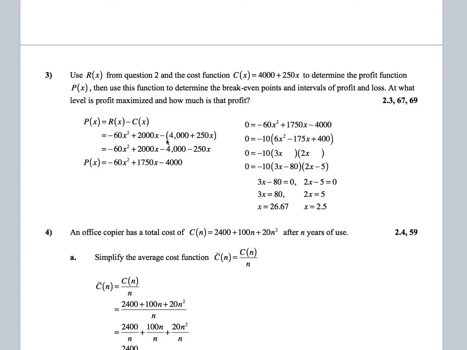And then I subtract the cost function here, and I remember to put parentheses around the entire function. This entire function is inside parentheses because I'm subtracting the whole thing. If you don't do that, that is going to ruin any chances of getting the question right. So I distribute the minus through both of these terms, and that gives me a minus 4,000 and a minus 250x. When I subtract 250x from 2000x, that gives me my profit function, negative 60x squared plus 1750x minus 4,000.